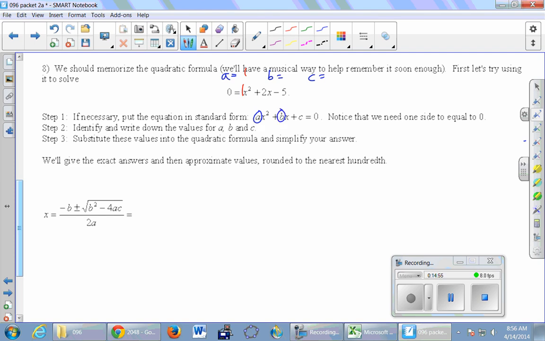B is always the number touching the x. What's the number touching the x? 2. That's this 2 right here. I circled the plus sign as well. Whatever sign is in front comes along with the number. And then finally, C is the number hanging out by itself. How much is C in our case? -5. That's good. Again, make sure you grab that sign right in front of the number. Questions on identifying A, B, and C?